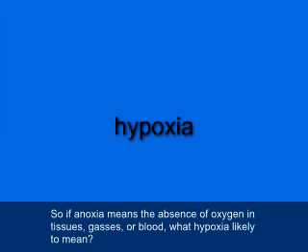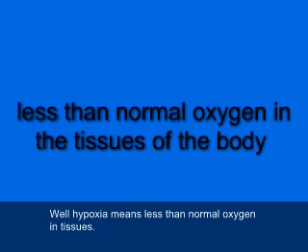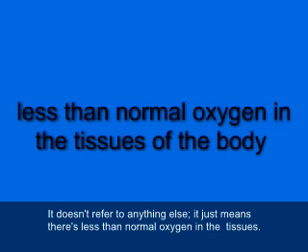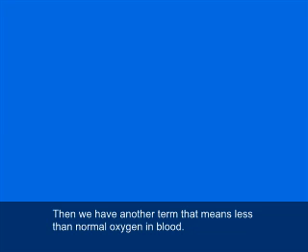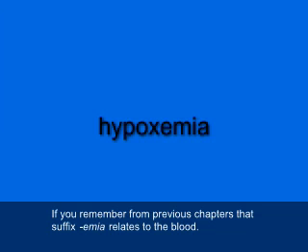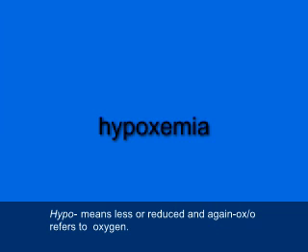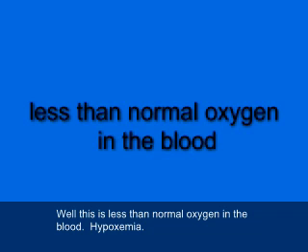So if anoxia means the absence of oxygen in tissues, gases, or blood, what is hypoxia likely to mean? Well, hypoxia means less than normal oxygen in tissues. Doesn't refer to anything else. It just means there's less than normal oxygen in tissues. Then we have another term that means the less than normal oxygen in the blood, and that is hypoxemia. H-Y-P-O-X-E-M-I-A. If you remember from previous chapters, that suffix emia relates to the blood. Hypo means less or reduced, and again, ox refers to oxygen. So this is less than normal oxygen in the blood, hypoxemia.